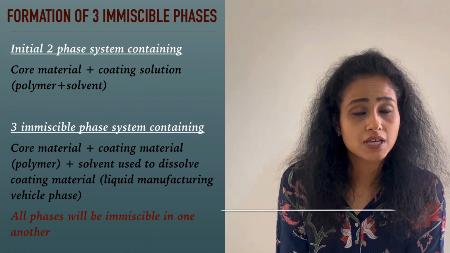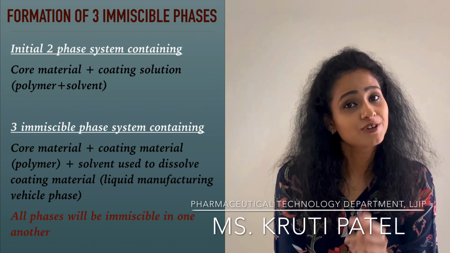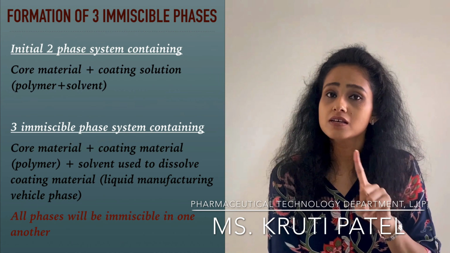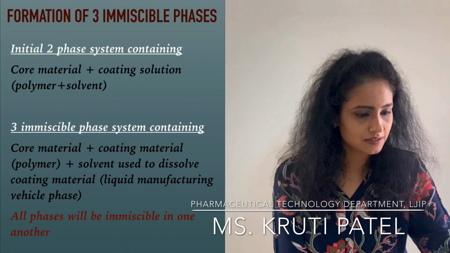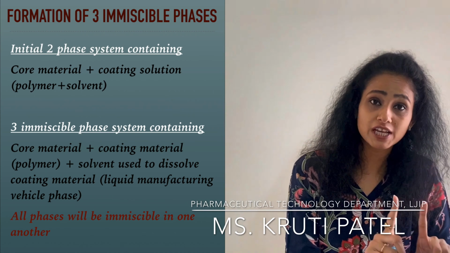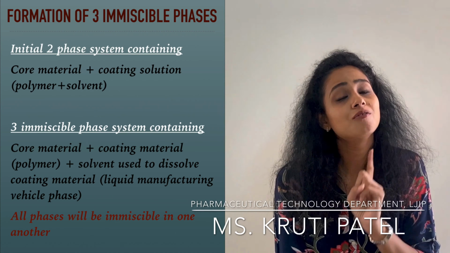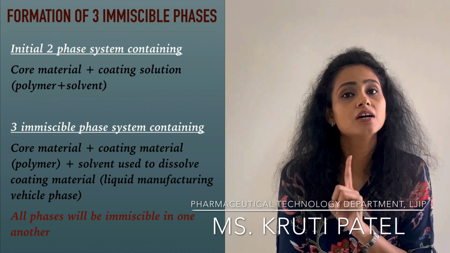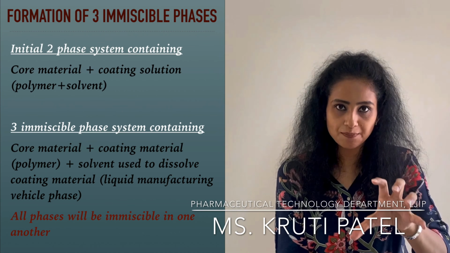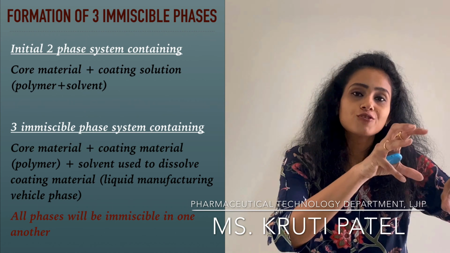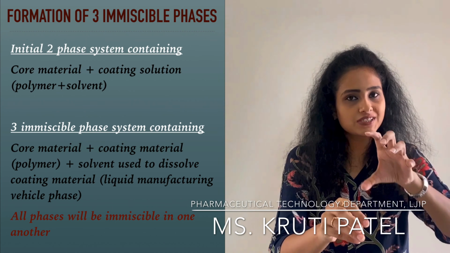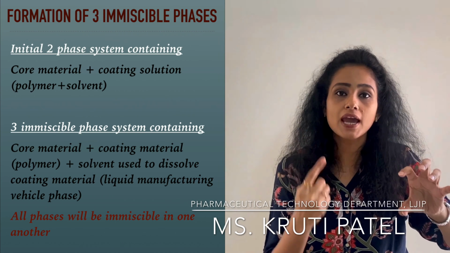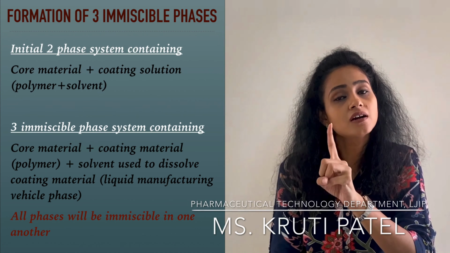Okay, how are these 3 phases formed? The first step is we have to prepare these 3 phases, right? That means one is your core phase, that is fixed. The second is your coating phase, in which we are talking about our coating material, right? And the third phase is the liquid manufacturing vehicle phase. That means we have to separate out our coating material from the solution. If we separate out the coating material, then the remaining liquid will be known as the liquid manufacturing vehicle phase.